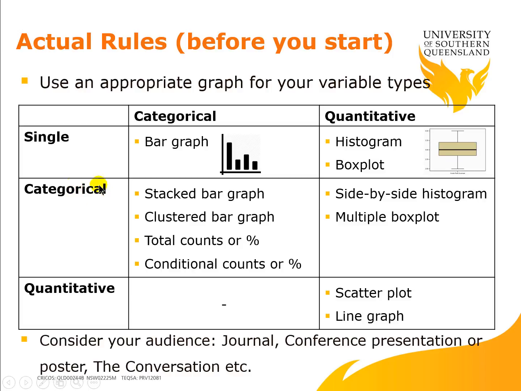If we had two categorical variables, a categorical and a categorical, we could use a stacked bar graph. That would be like this one, but if we had hair colour again, and we were looking at males and females, we may have this bar divided into green and red for males and females, and same with this bar, green and red, divided up. A clustered bar graph would be similar to this, but we would have a bar for males and a bar for females in this category, then a bar for males and a bar for females in this category, etc. And we can have totals or counts, or we can have conditional counts.